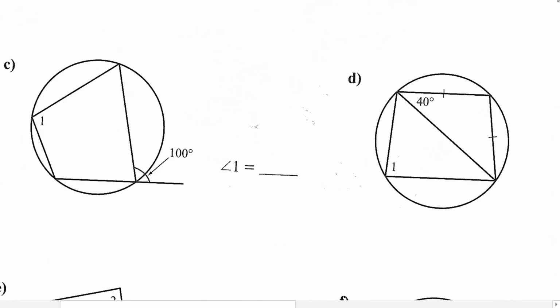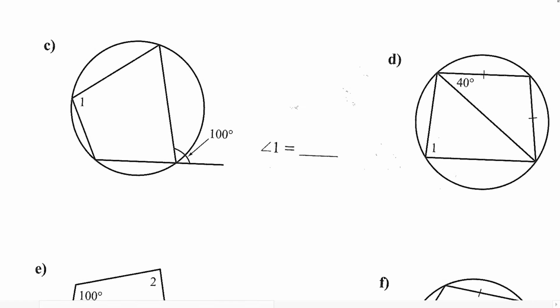Okay, let's move on to letter C. For letter C, I will look at the angles on the line right here. So that's 100, then this has to be 80, because angles on a line add up to 180 degrees. And then these two opposite angles add up to 180, so this has to be 100. So angle number 1 is going to be 100. Okay, and then let's move on to the next one.